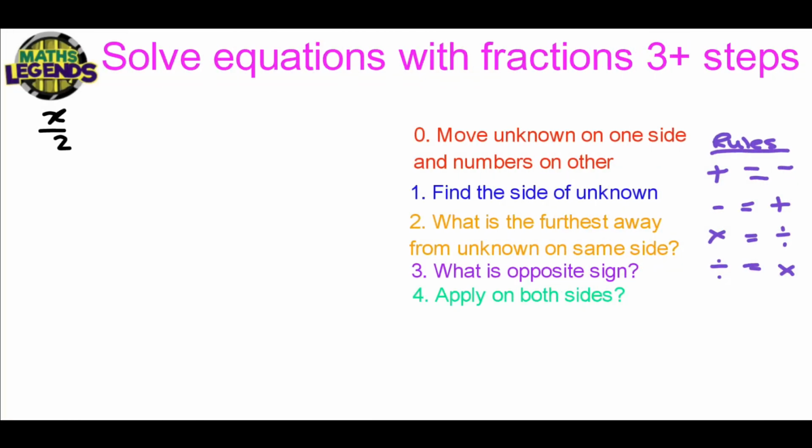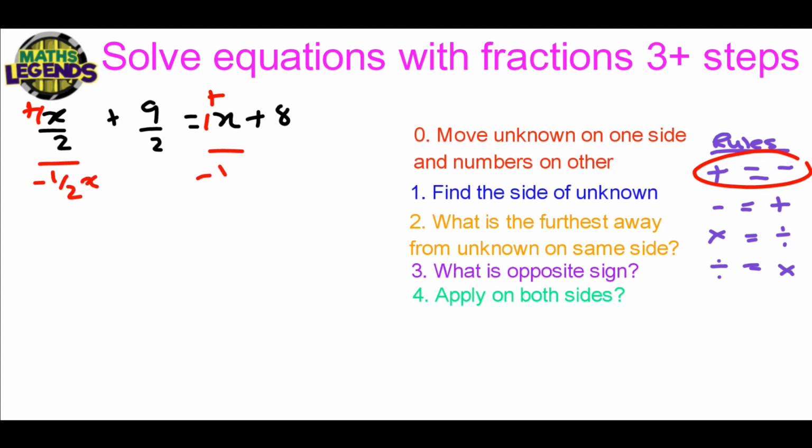x over 2 plus 9 over 2 equals x plus 8. So again, we have the x's on both sides. We look at the signs of both, so here they're positives. Now, using our rules, we know we need to subtract from both sides. And this is effectively a half x, and this is 1x. So from this, we know that we need to subtract the half x from both sides, so that we end up with a positive. So we do minus a half x, minus a half x.